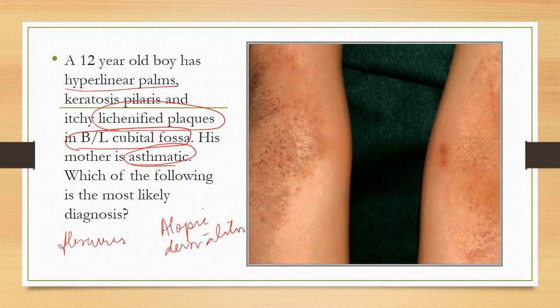See, you'll see the pattern is the same. There is the morphological condition, there is the location, there is an age, and then there is some additional information that just tilts the diagnosis. So in every disease, you have to look out for these things.